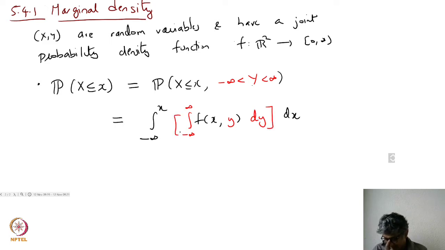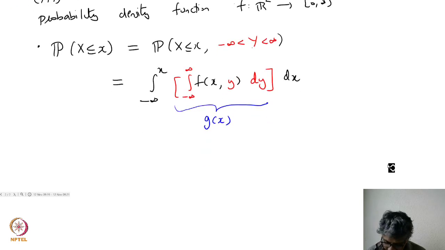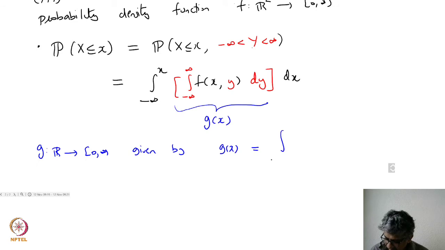That's it. Now if you observe, suppose I call the inside part g of x. So I think of it as g of x. That means g is a function from R to the non-negative reals, given by g of x is the integral from minus infinity to infinity. Let me write that in red again. So let me just copy this.